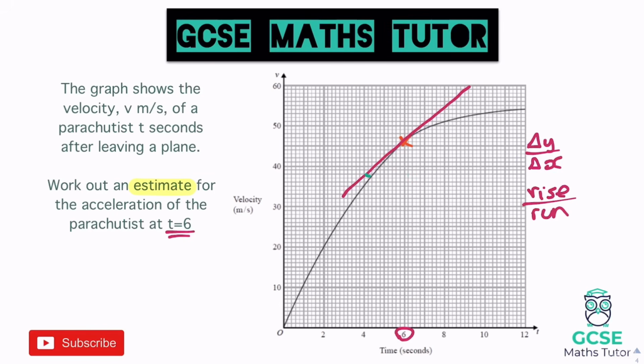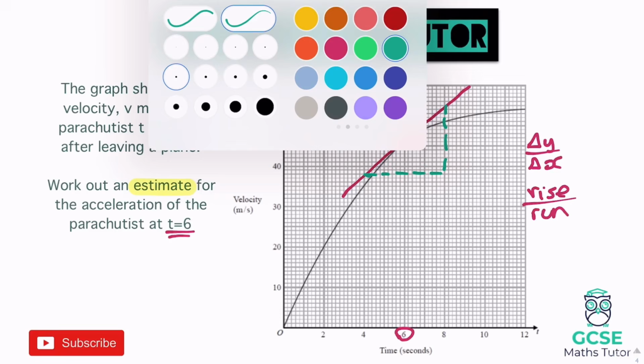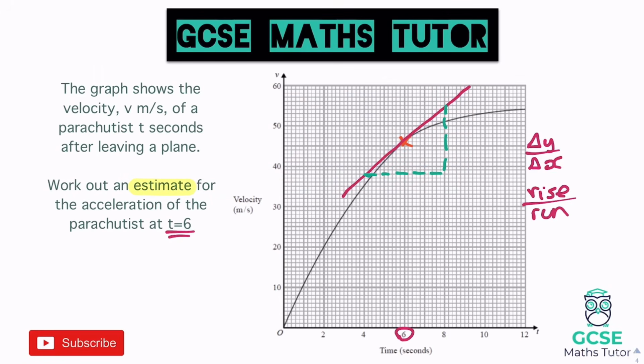Rather than doing a base of 2, which would be quite nice because it just means that you've got a nice easy gradient to work out, I'm going to do this with a calculator. I'm still going to try and get a whole number though, so I'm going to go across to 8. So from 4 across to 8, and then I'm going to go up. Right, there we go. So let's write these numbers in. From 4 across to 8 is a run of 4, so my change in x is 4.